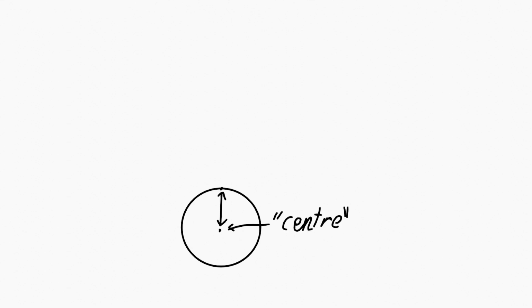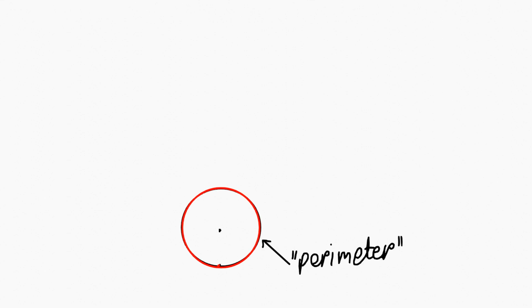A circle is a collection of all the points around a particular point at a specific distance. The point is called the center, and the distance is called the radius. All the points that constitute a shape's boundary are collectively called its perimeter. We usually refer to its length. A circle's perimeter is called a circumference.